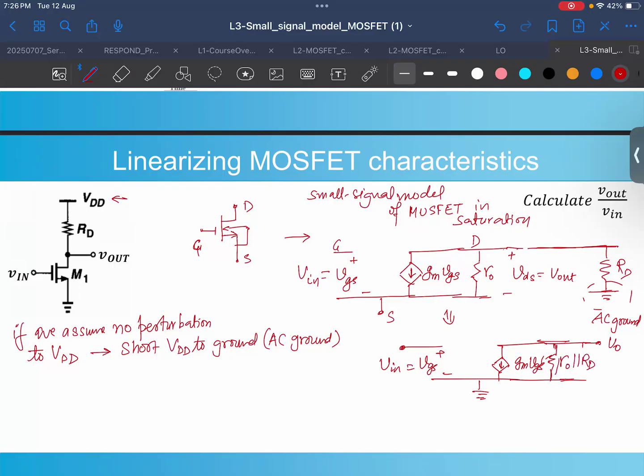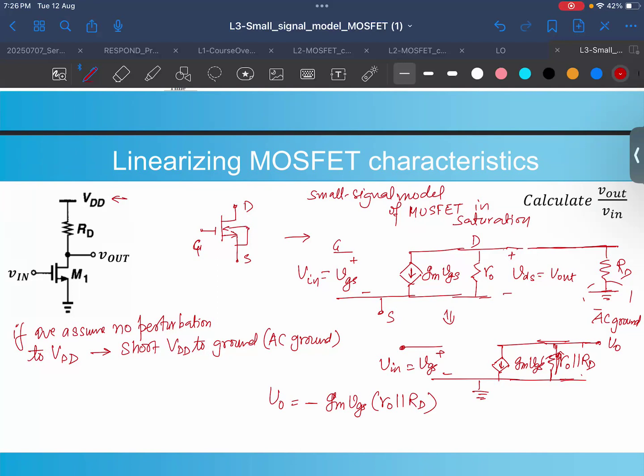So the current which is flowing through this, because there is no current going out, right? Because it is an open circuit. So we see the current flowing through this has to be gm VGS. So then the V out would be minus gm, sorry, the current which is flowing, which is gm VGS. And what is the resistance? Which is r0 parallel RD, right?